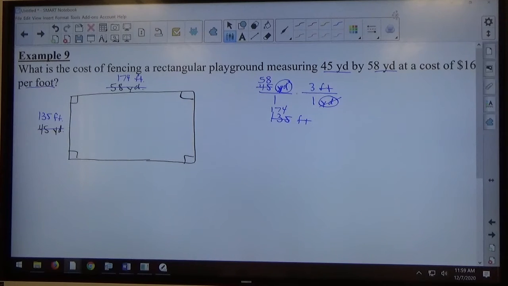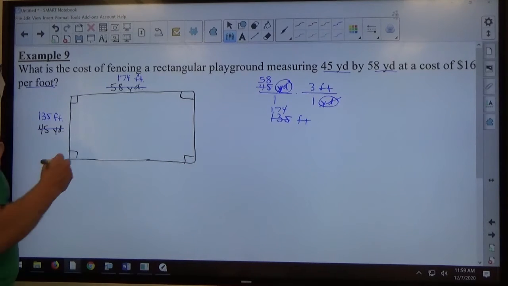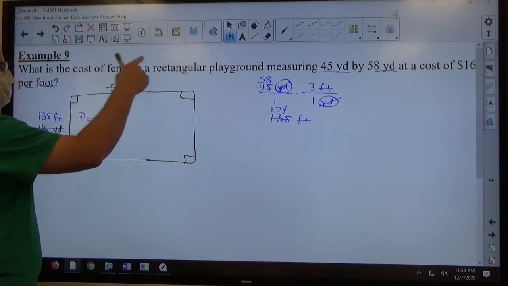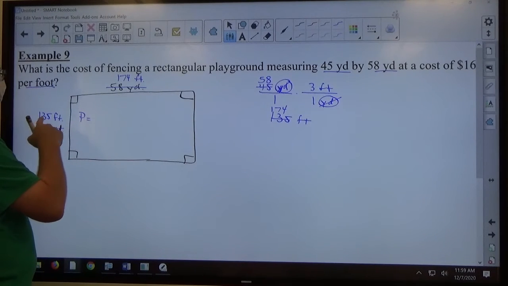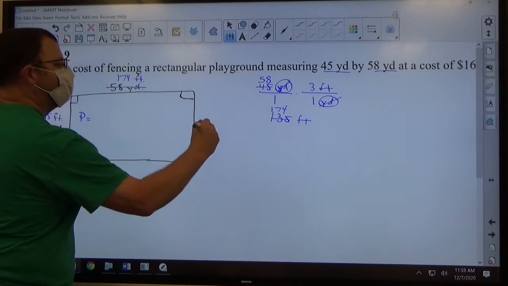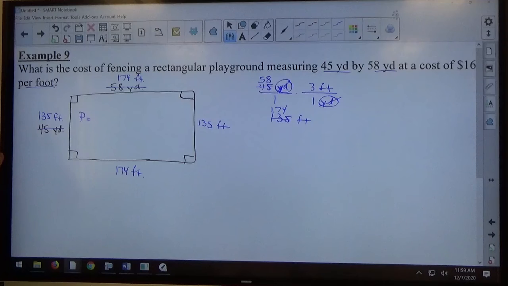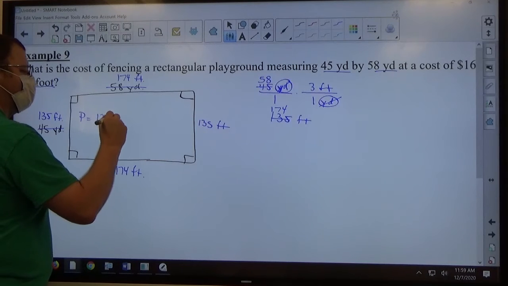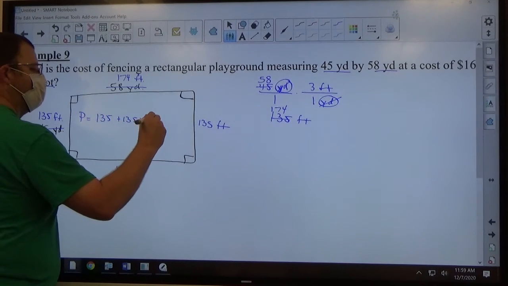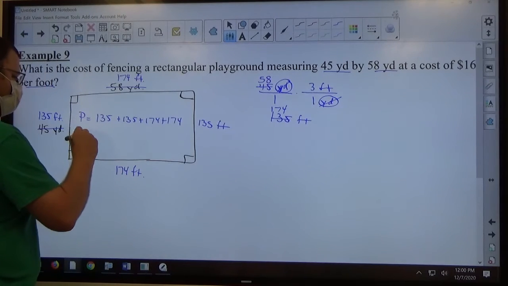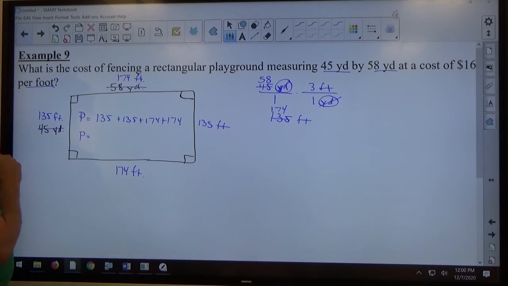$16 per foot, so I want to know how many feet of fencing there is. So what I'm trying to find here for the fencing? The perimeter of the fencing, right? So the perimeter of the fencing is the sum of the 4 sides. Since it is a rectangular playground, this side matches this side, and this side matches this side. So I'm simply going to add up 135 twice and 174 twice. 270 plus 348 is 618 feet.